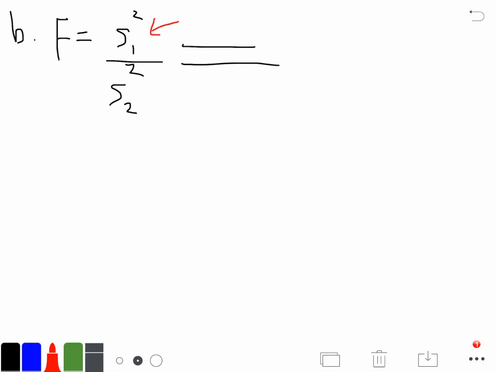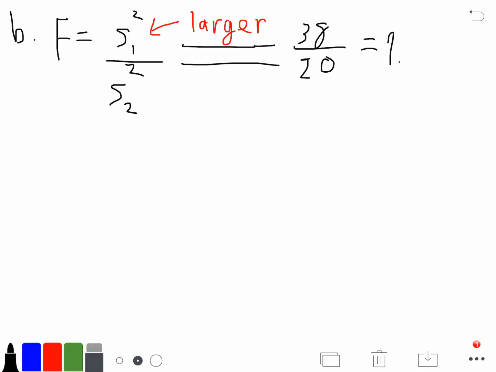Now, one of the key things about this is this S sub 1 doesn't necessarily mean which one's your population 1. This one is whatever variance is larger. Your case might have been an S sub 2 instead. Just make sure the larger number goes here. So for our problem, that gives us 38 over 20, which will give me a 1.9. Now that we have our test statistic, we can move on and find the p-value.